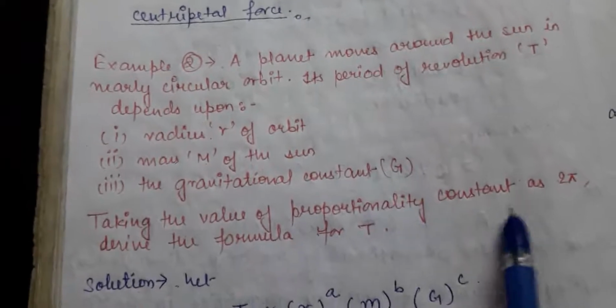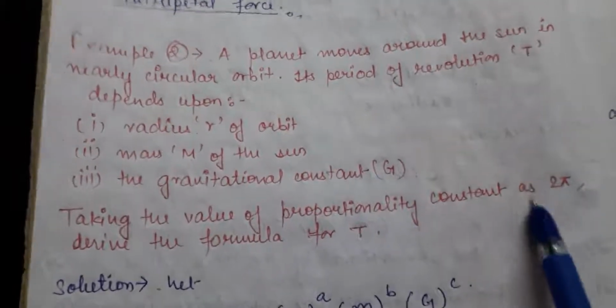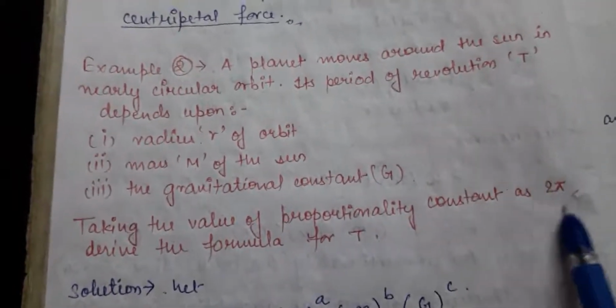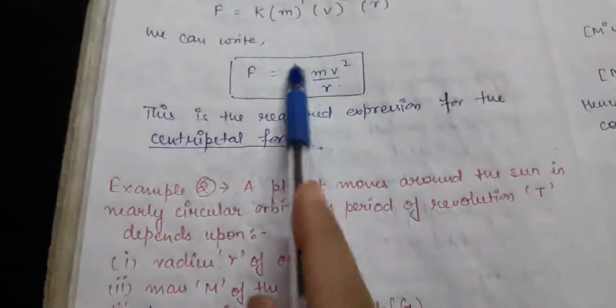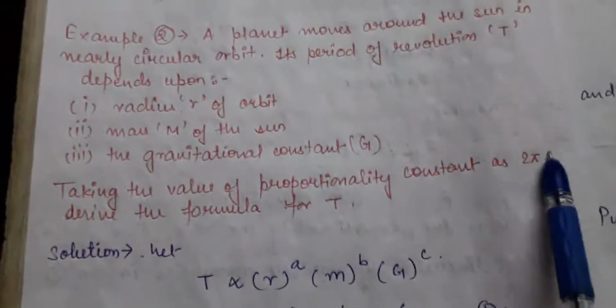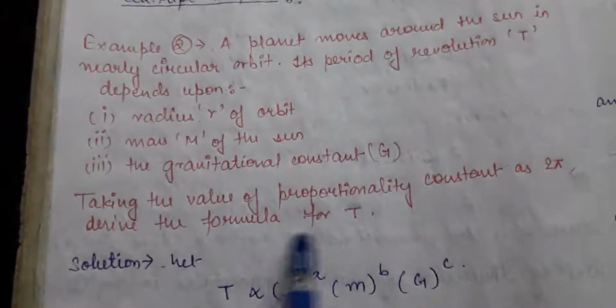Taking the value of the proportionality constant as 2 pi. Here they are writing that taking the value of the proportionality constant as 2 pi, meaning in the previous question the value of k was not given, but in this question they are giving k as 2 pi. Derive the formula for T. So we have to solve in a similar way.